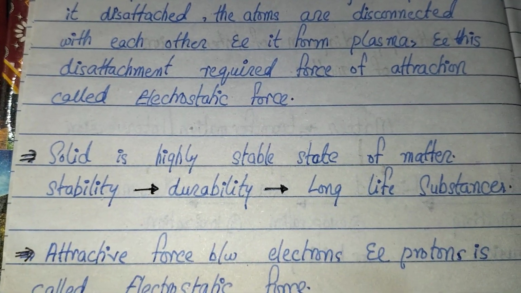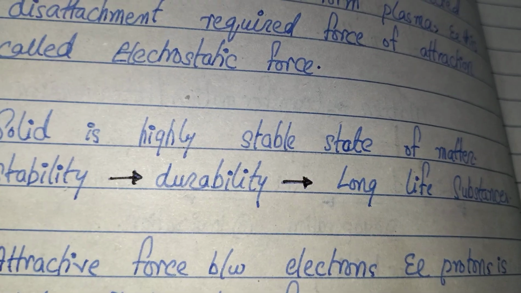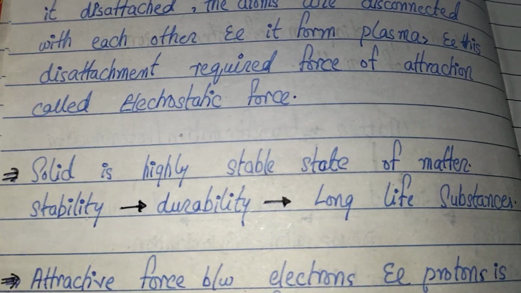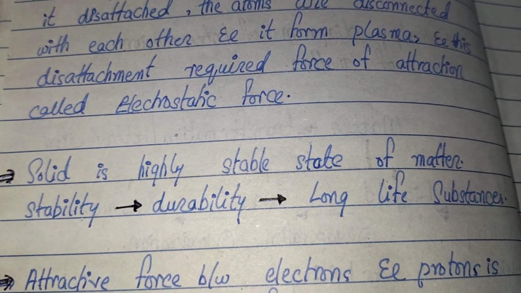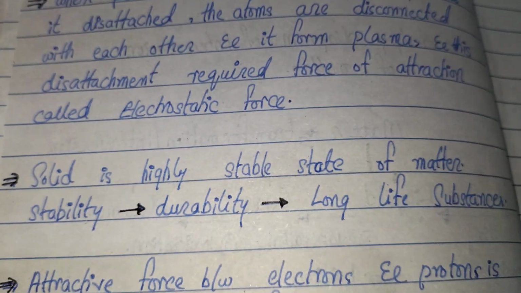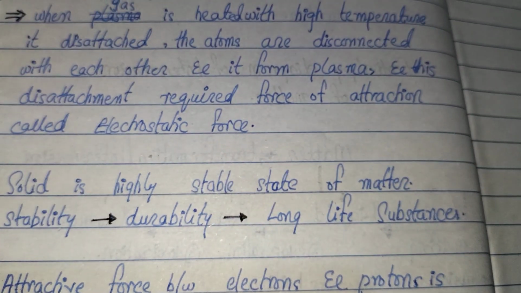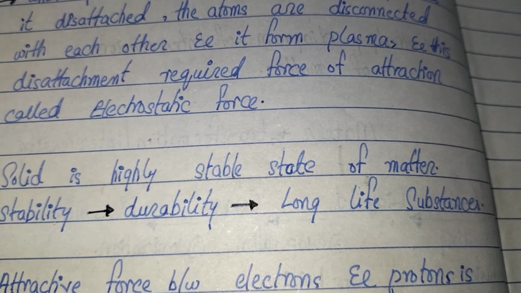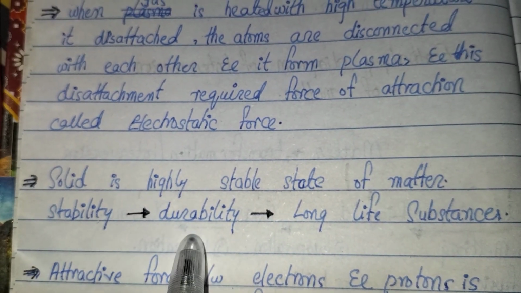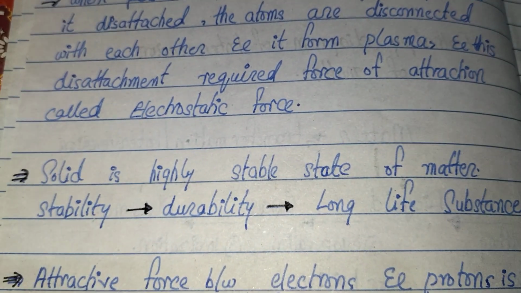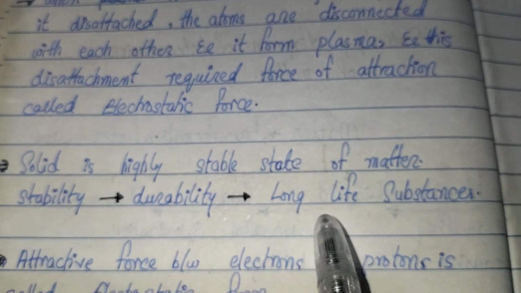Next point: solid is the highly stable state of matter because the atoms and molecules in the solid are tightly packed. Liquid is less stable than solid, and gas is less stable than liquid. So solid is a highly stable state of matter, and stability means durability, which means a long-life substance.